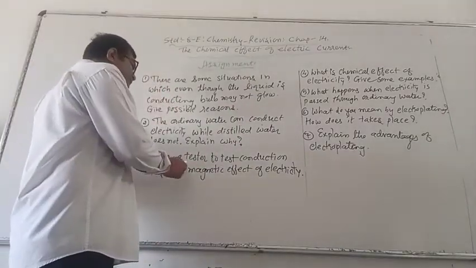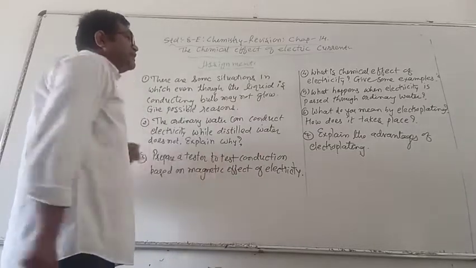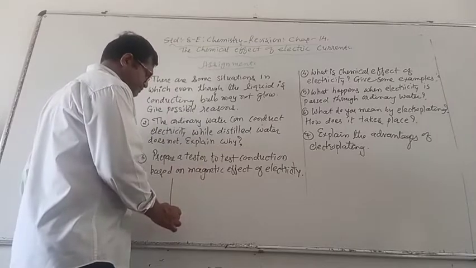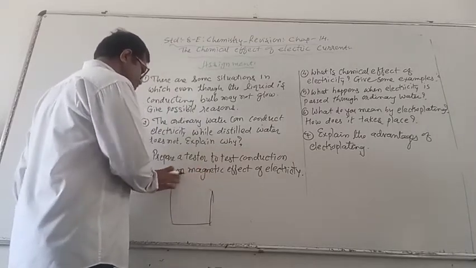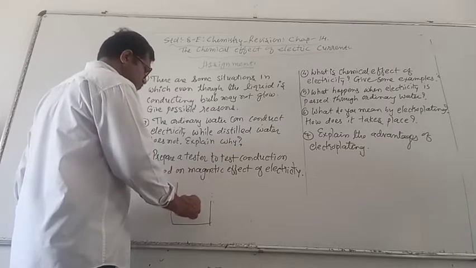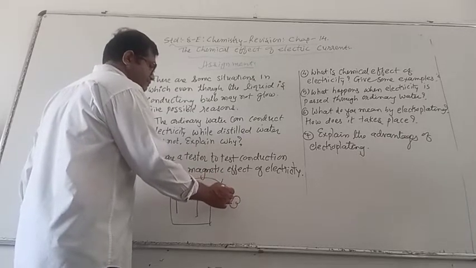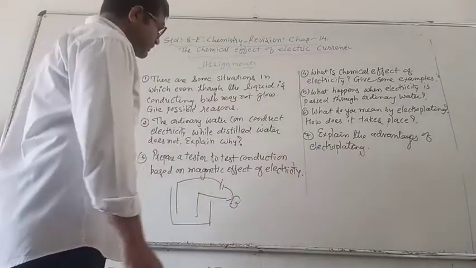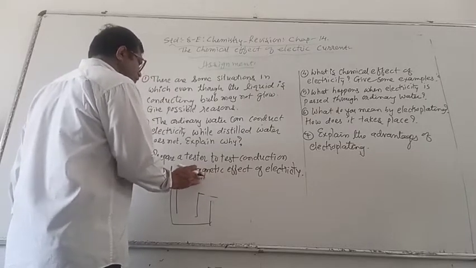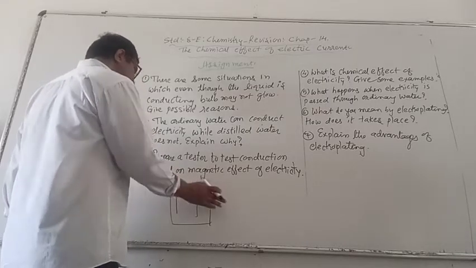Next question is to prepare a tester to test conduction based on the magnetic effect of electricity. We saw that when we make a tester, we take a bulb, we put the two ends of the wire, and we join the battery and the bulb. But sometimes, as we talked about, the current is very, very low. And therefore, in this situation, the bulb will not glow.